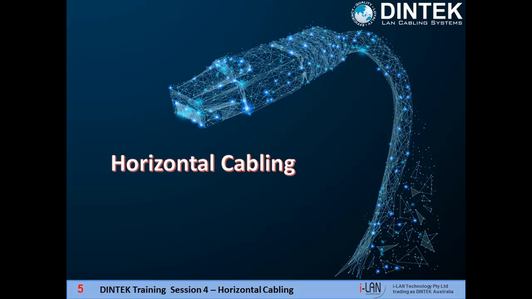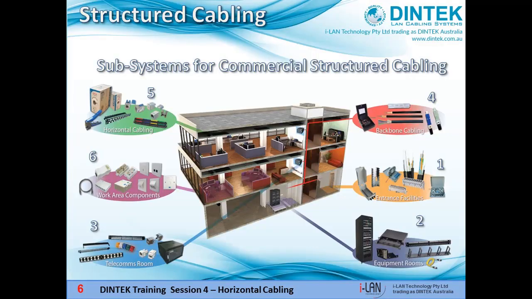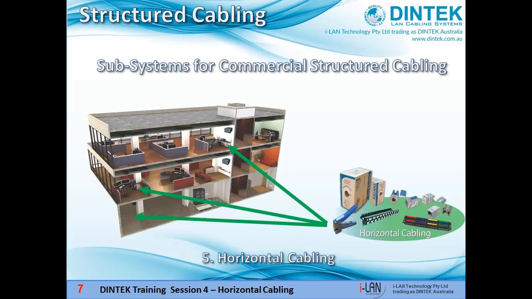Okay, let's get the ball rolling with a look at horizontal cabling. In our previous webinars we went through the structured cabling subsystems under the ANSI TIA 568.1-D standard in a multi-floor building, which are number 1, the entrance facilities on the middle right hand side. Then clockwise we have our equipment room at number 2 and the telecommunications room at number 3. Between each floor is the backbone cabling shown at number 4 top right, which we went through in detail in our last webinar. At the end of the line we have our horizontal cabling on each floor shown at the top left at number 5, and then the work area components at number 6 below it.